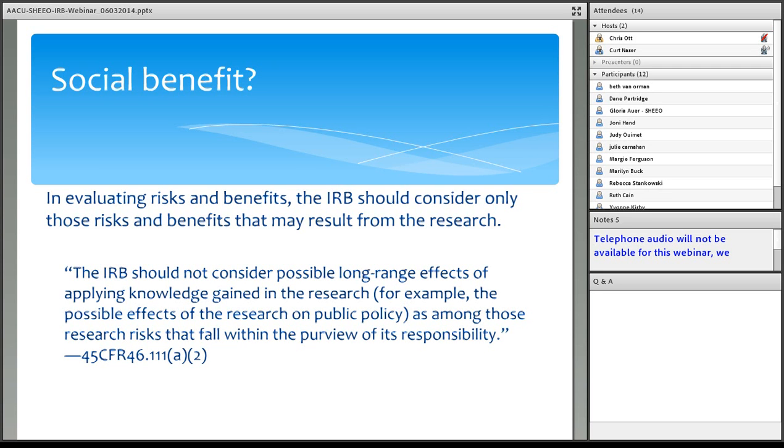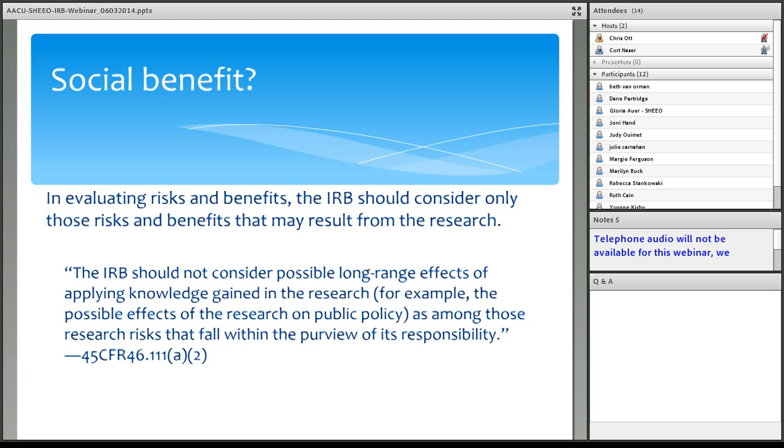which is defined as generalizable knowledge, does not refer to publication. And many IRBs, many researchers view the threshold for IRB review as if you intend to publish your results. And here's the problem with that definition. Using publication as a proxy for generalizable knowledge is a bad practice. It's a bad habit.